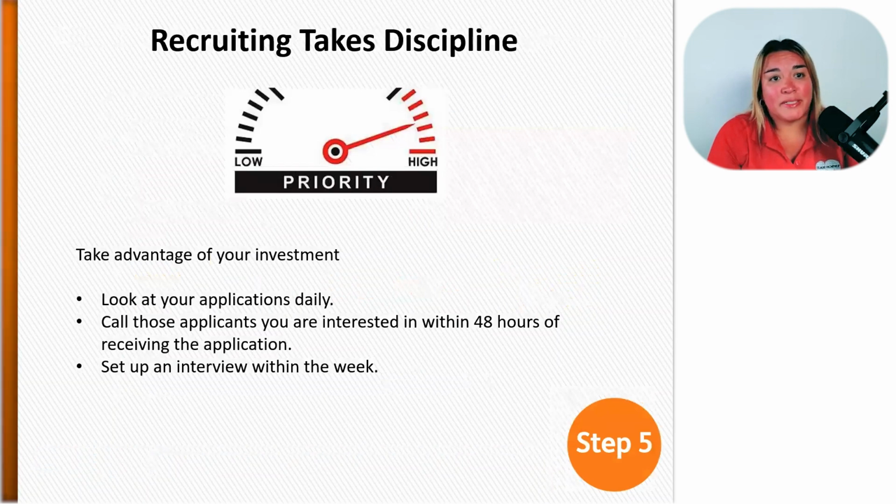Recruiting takes discipline. You have to take advantage of your investment. You have to look at your applicants daily. I cannot stress that enough. You need to call those applicants that you're interested in within 48 hours of receiving the application, and you need to set up interviews within the week. If you're not ready to start interviewing, then you are not ready to start recruiting.